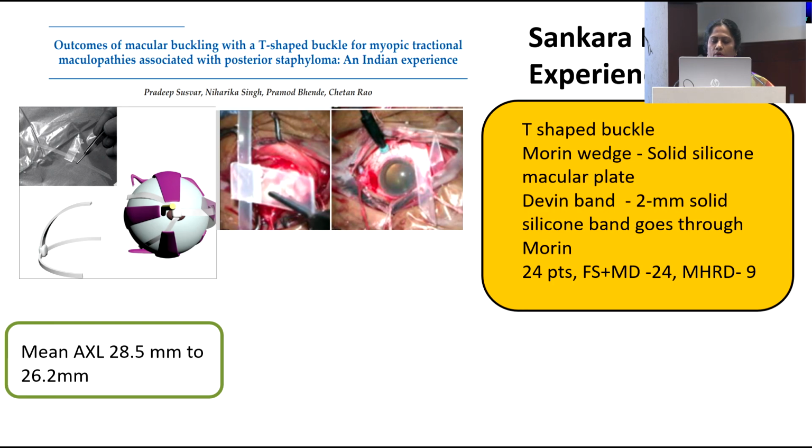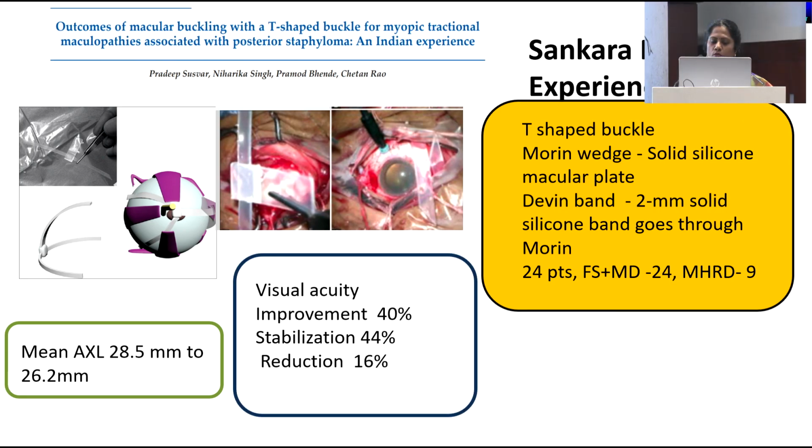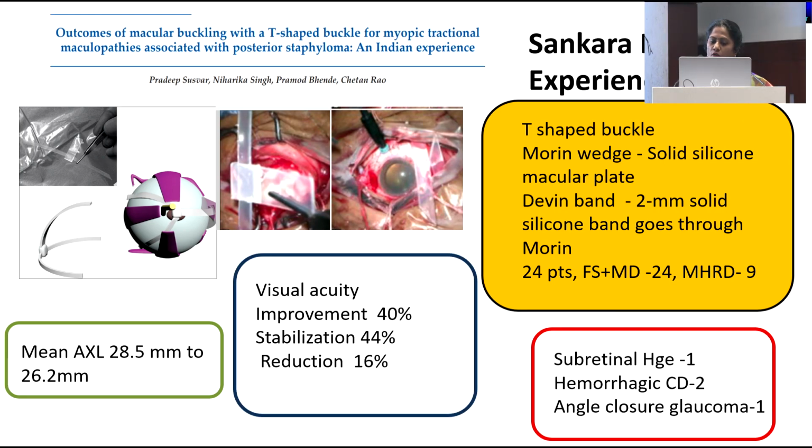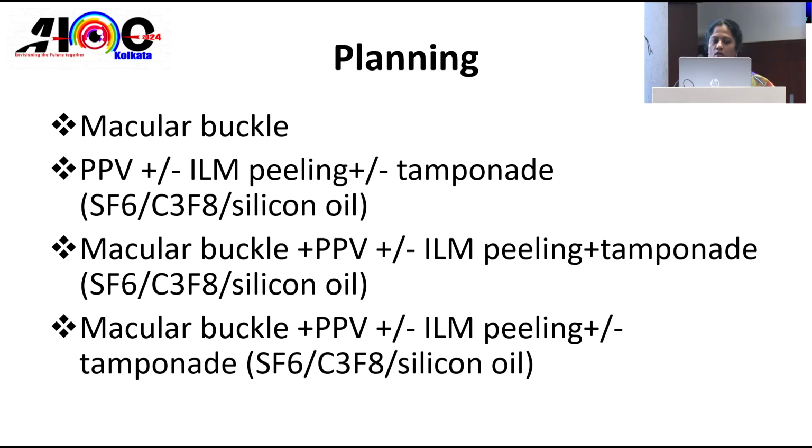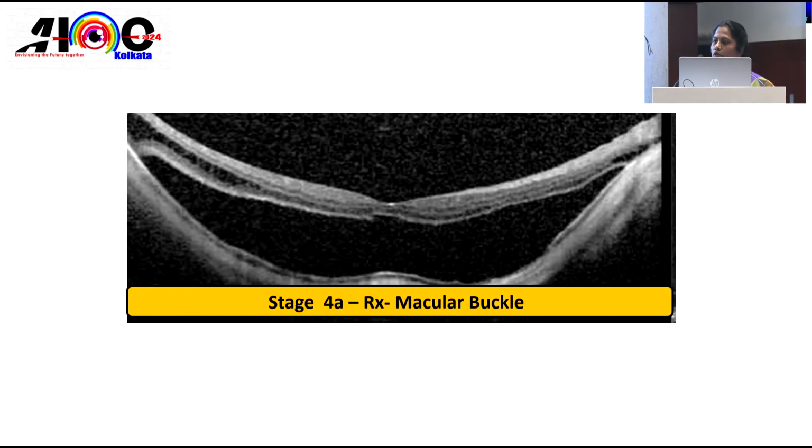And here with our experience, what we have seen is the axial length reduction from 28.5 millimeter to 26.2. The visual improvement was seen in 40%. The complications are there with subretinal hemorrhage, hemorrhagic CD, the angle closure glaucoma. So you need to know when you will do what: the macular buckle, or would you do a pars plana vitrectomy, or you would do a combination with a peel, without a peel. How do you go about that?